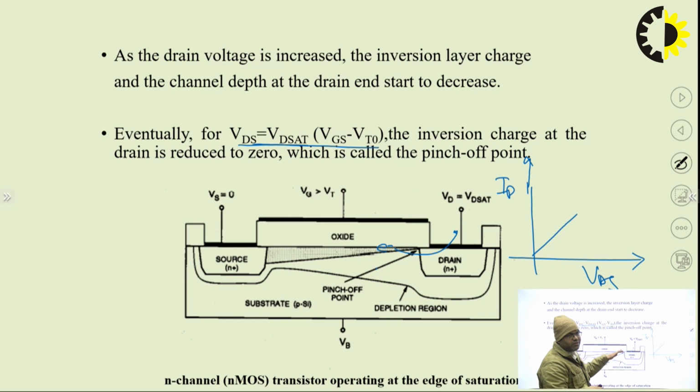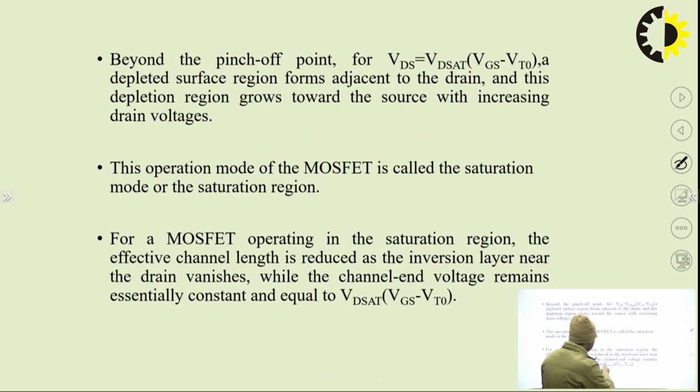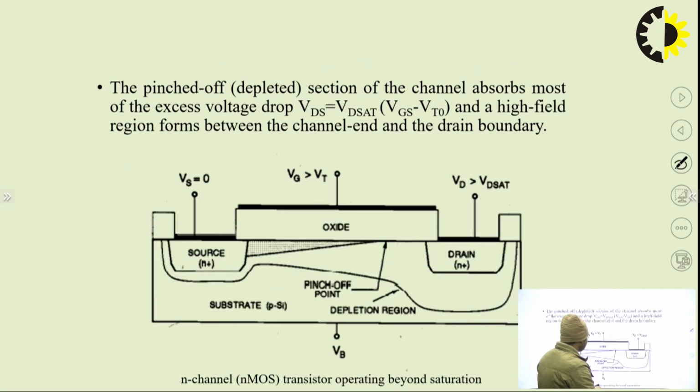The channel is just available. Beyond this voltage, beyond VD saturation, if VDS is further increased, then the channel will no longer be available between the source and drain. In fact, the channel will be modulated. At this point we get the maximum current. If VDS is increased beyond the saturation point, the channel length is modulated.